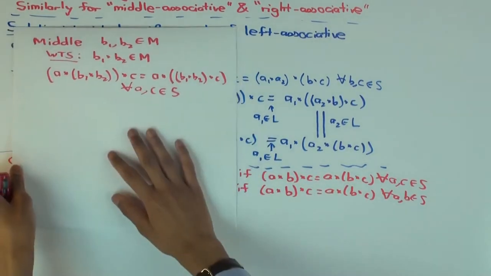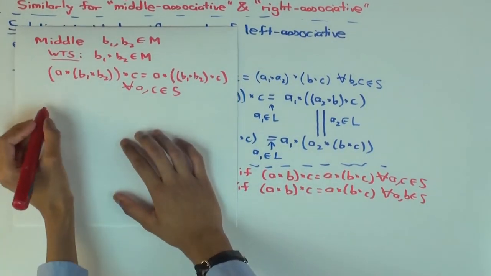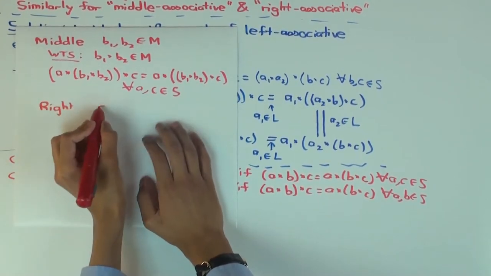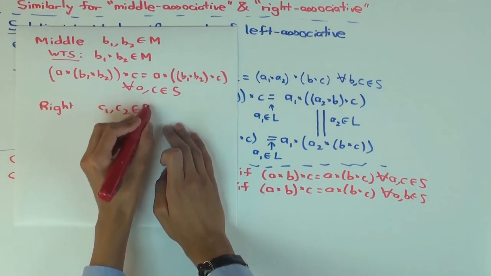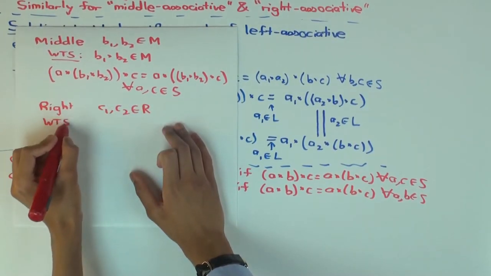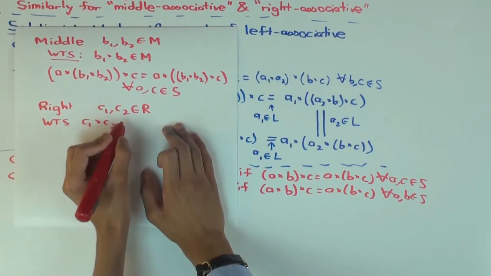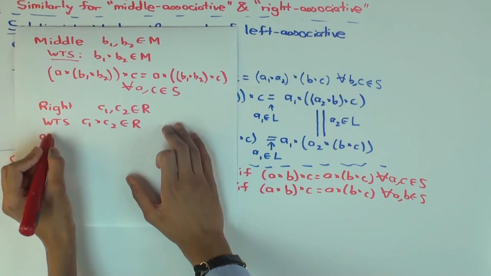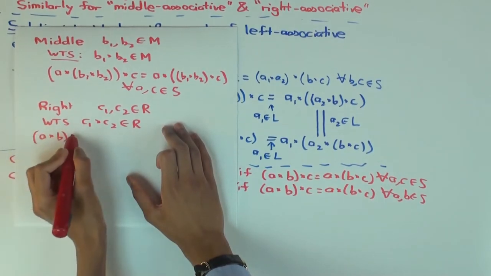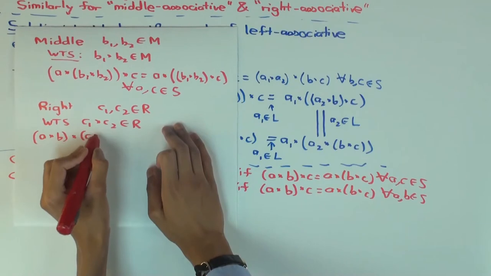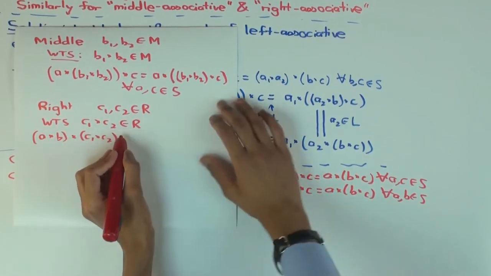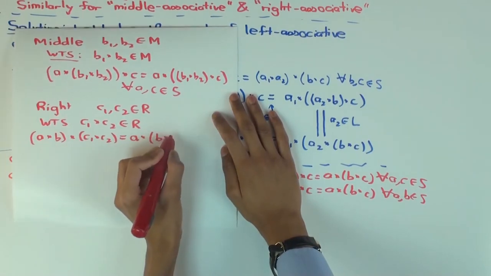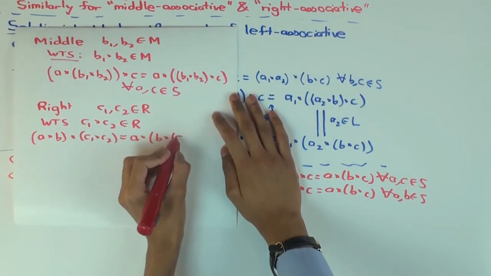What about right? Let's just do right. I'll call that set R, the set of right associative elements. What do we want to prove? C1 and C2 are in R. We want to show that C1 star C2 is in R. So what's the formulation of that? A star B, in brackets, star C1 star C2 equals A star, bracket B star C star C1, another star B.